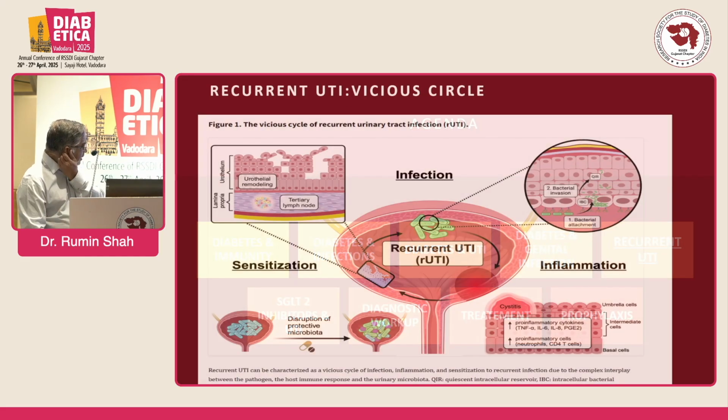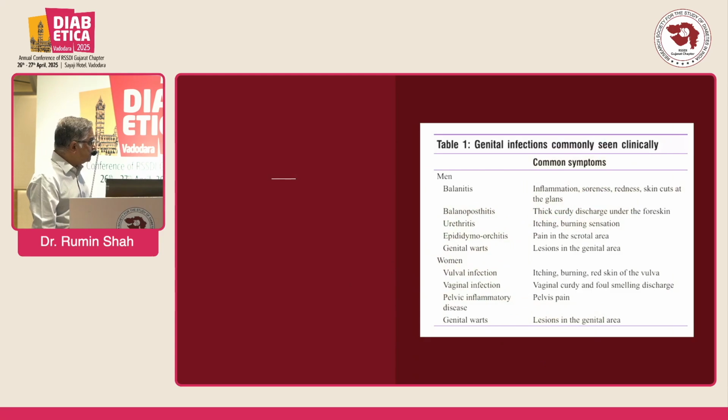Now, what about recurrent urinary tract infection? Because of recurrent inflammation, impaired host immunity, disruption of the epithelium, there is a likelihood of recurrent urinary tract infection, more so in a patient of diabetes.